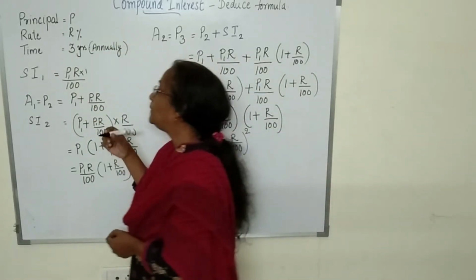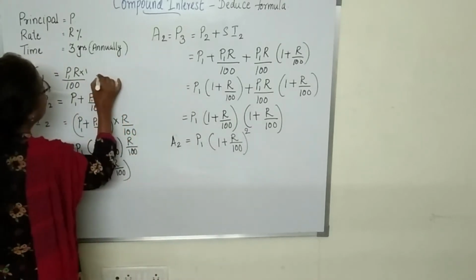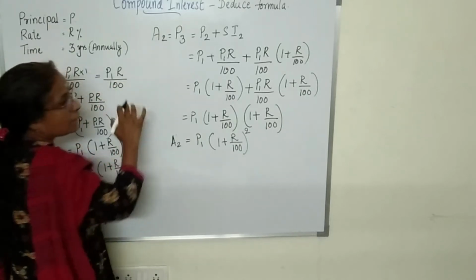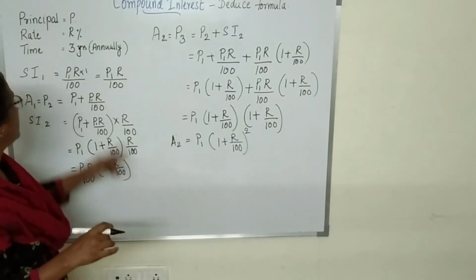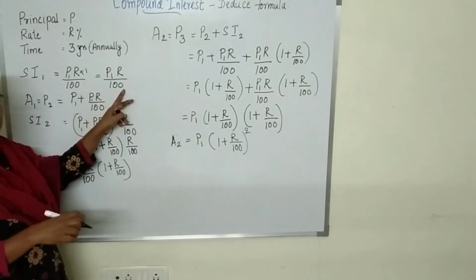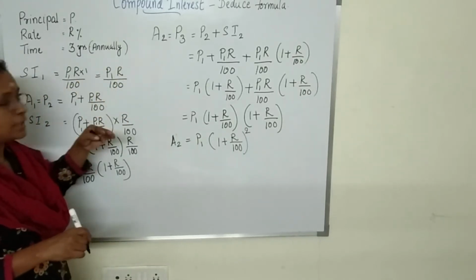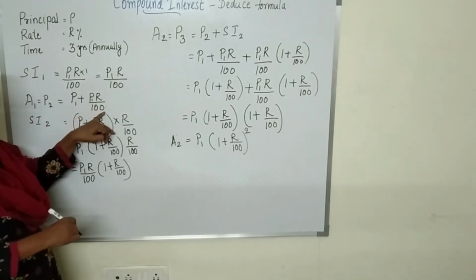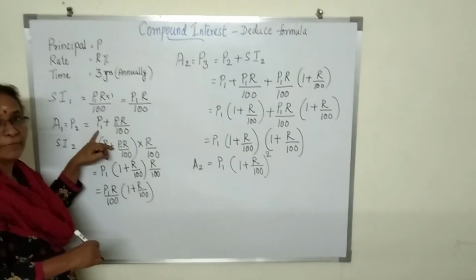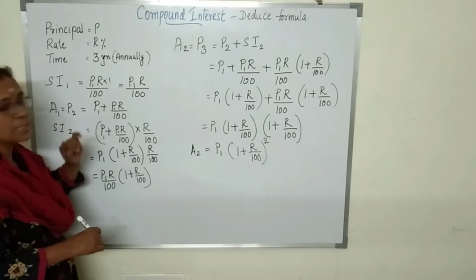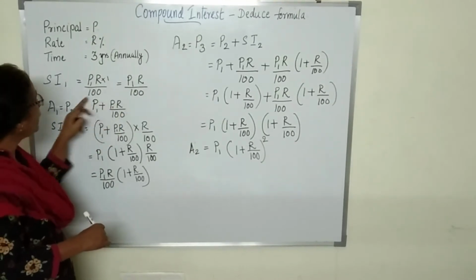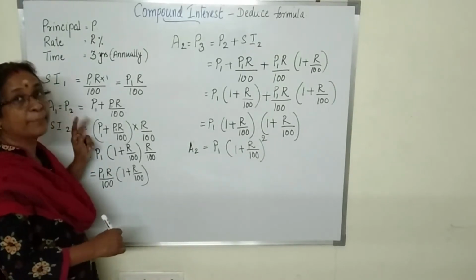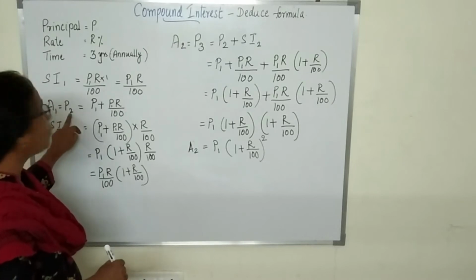So it is equal to P1R upon 100. P1 is the original principal. For the first year, simple interest will be this. So at the end of that year, what will be the amount? Amount is equal to principal plus interest. Principal is P1. Interest is P1R upon 100. This will be equal to the second year's principal. Second year's principal is noted by P2. So A1 is equal to P2.